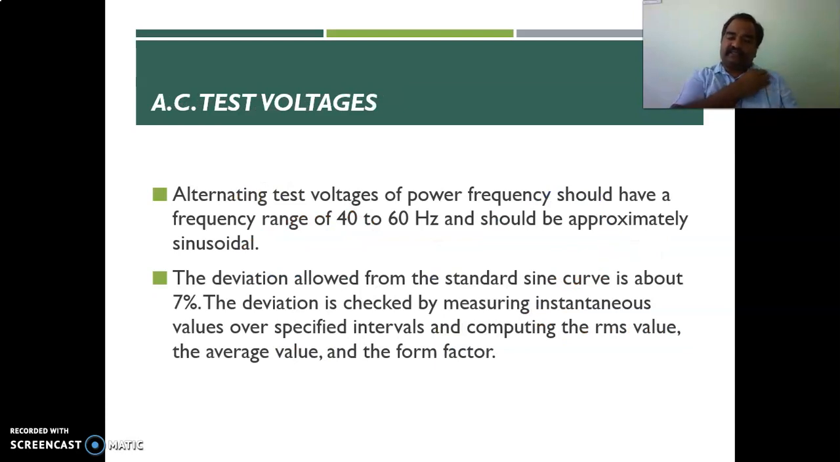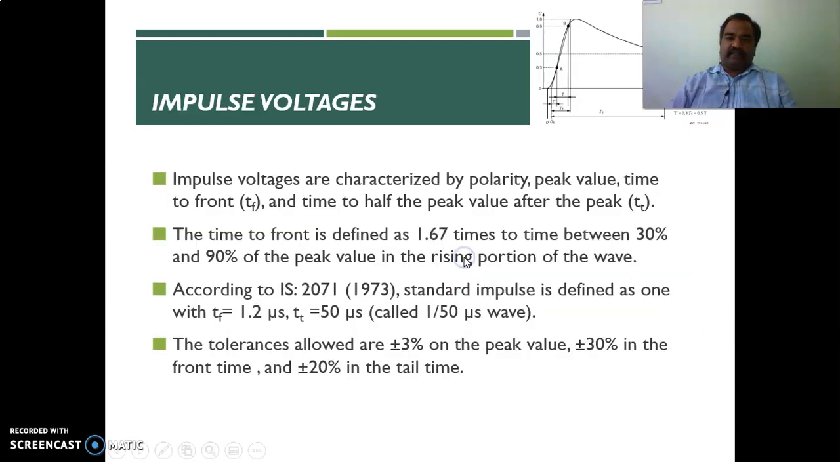And next are the AC test voltages. AC test voltages are also specified in IS, and they must have an approximate frequency between 40 to 60 Hertz, and they must be approximately sinusoidal. We do have our own tolerances. Mostly the deviation, or the maximum THD, must not exceed 7%. This deviation will be checked at regular intervals. And the other one is impulse voltages. As you all know, impulse voltages are basically characterized by the peak value, the rise time, and the tail time. As we have discussed already, you can go through the definitions of the rise time and the tail time here.